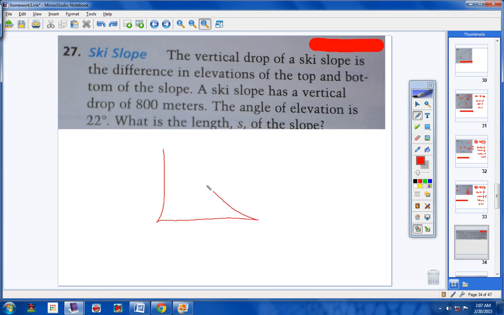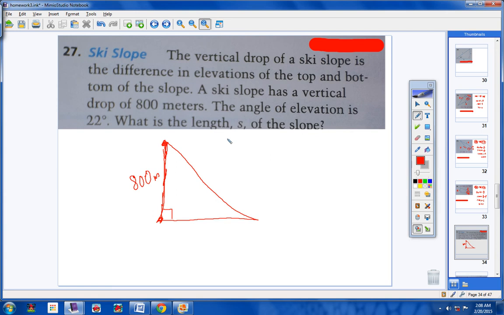Here's the hill. They ski down this hill. Okay? Now, here's the right angle. This line right here, students, is 800 meters. Now, how do I know that? Because look what it says. The vertical drop of a ski slope is the difference in the elevation of the top and the bottom. Okay? So, going straight up, this distance here will be 800 meters.